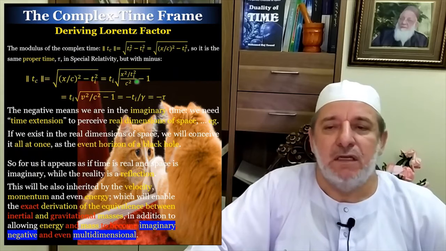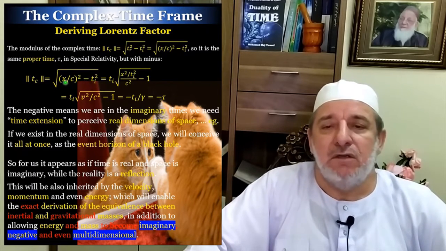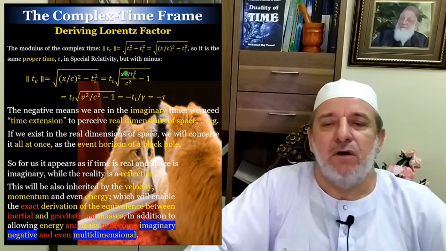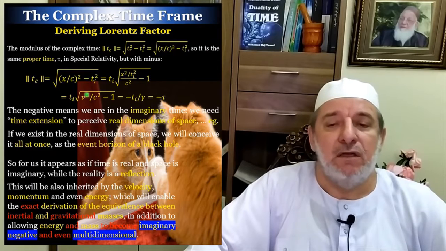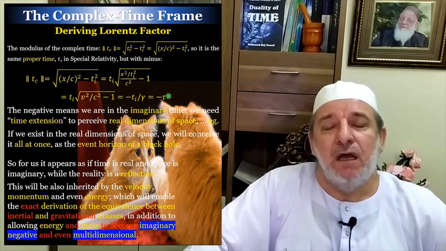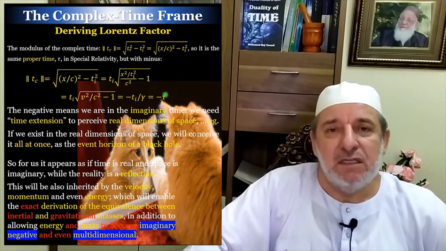You divide here by ti, and therefore instead of x over c square, you will get x square over ti square, which will be the velocity square over c square minus 1. So in the end, you will get the proper time, but you will get it minus for the same reason that we said, because for us the time looks real and the space is imaginary.